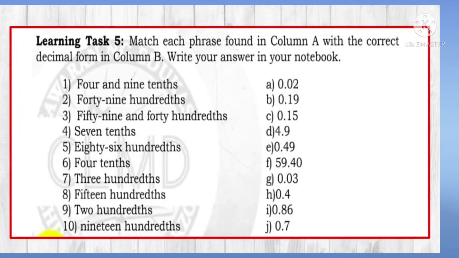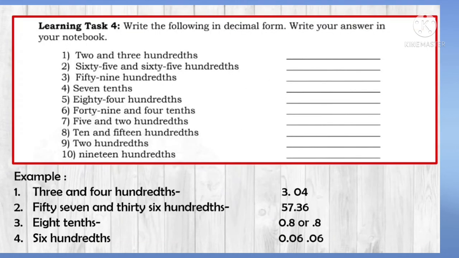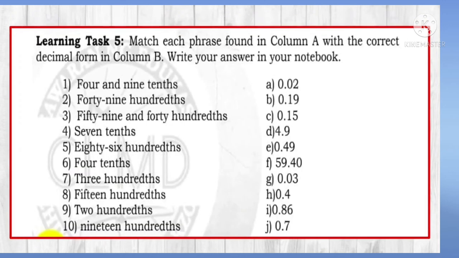Learning Task 5. Match each phrase found in column A with the correct decimal form in column B. Write your answer in your notebook. So itong Learning Task 5, pareho sila ng Learning Task 4. Okay? Dito sa Learning Task 5, may pagpipilian ka. Ganun lang po ang gagawin tulad sa Learning Task 4. Try natin tong 4 and 9/10. Anong letter kaya ang sagot? So, ibig sabihin 4, whole number siya. May "and". So, 4.9. Okay. So, the answer is letter D in number 1. Napakadali.